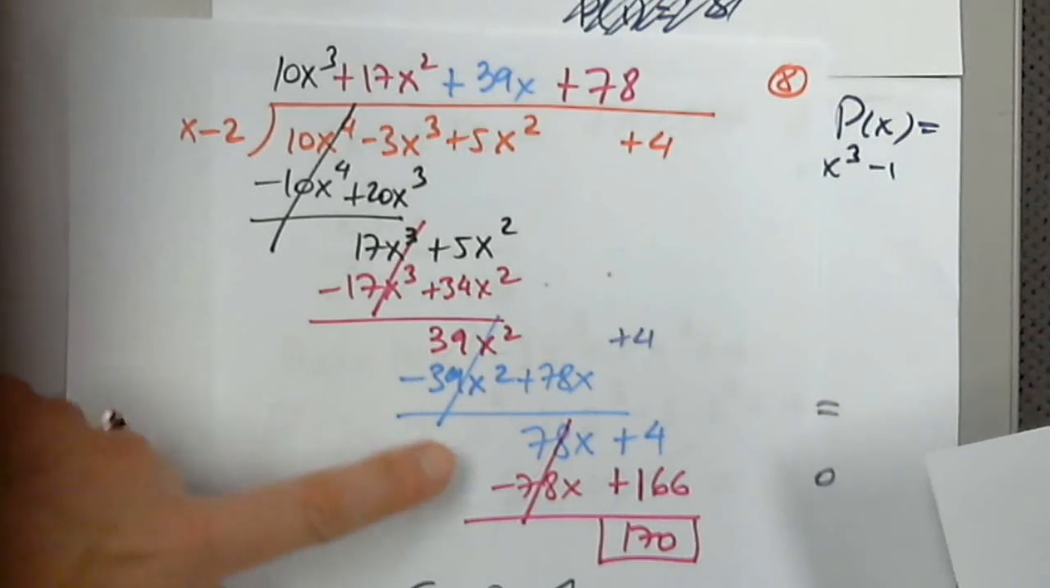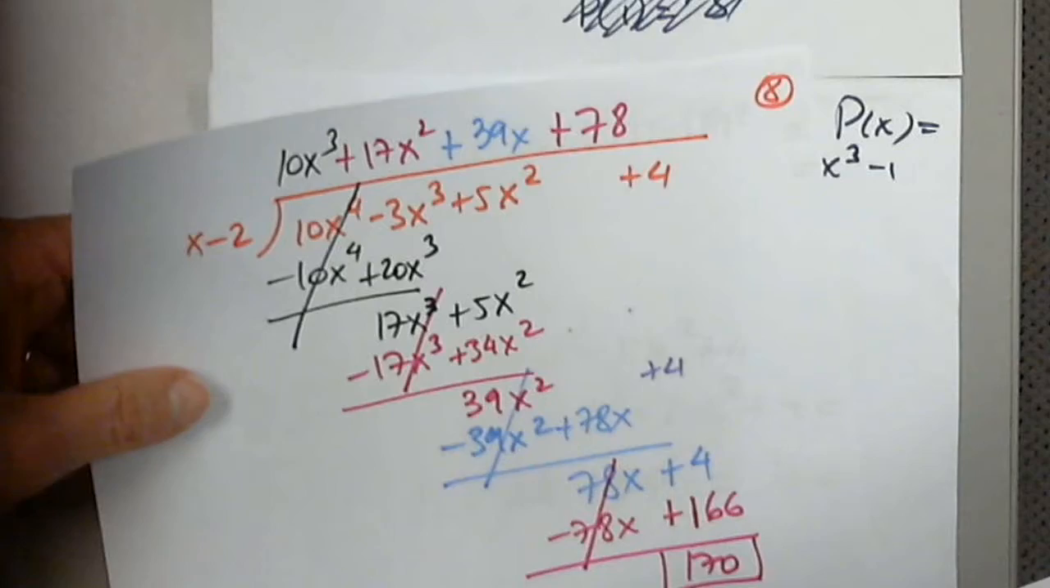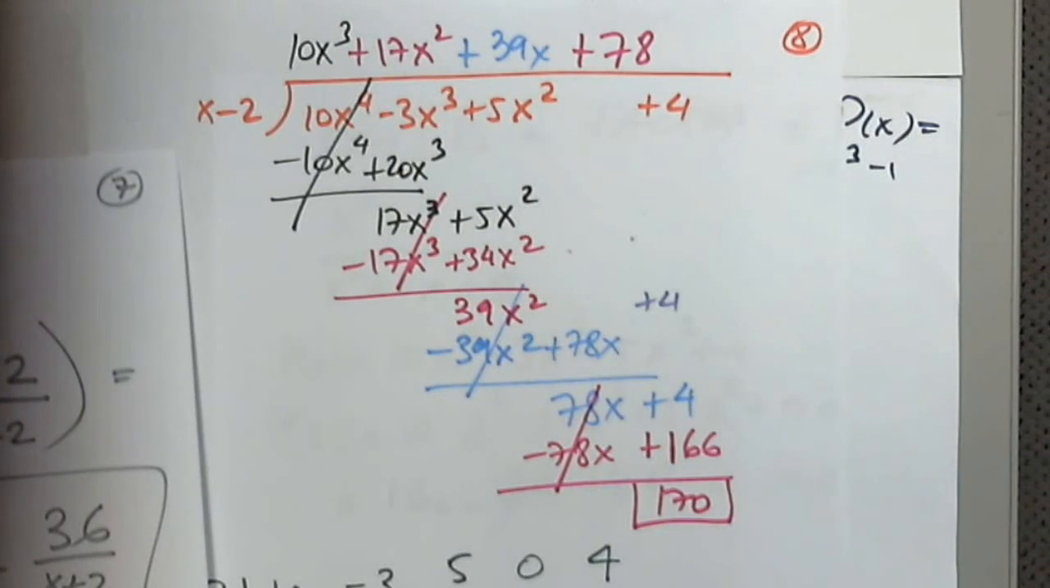Now 78 times 2 is not 166, it's 156. That's why.